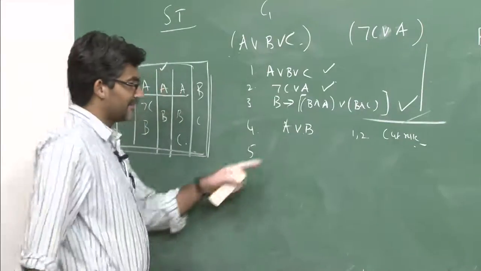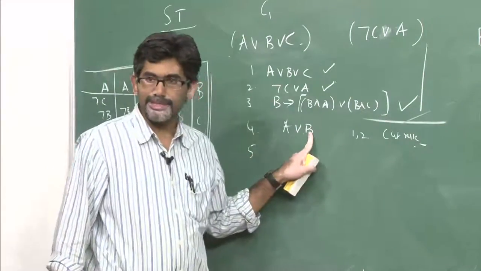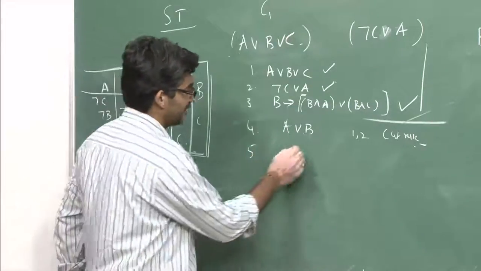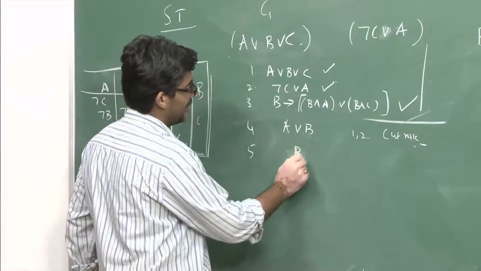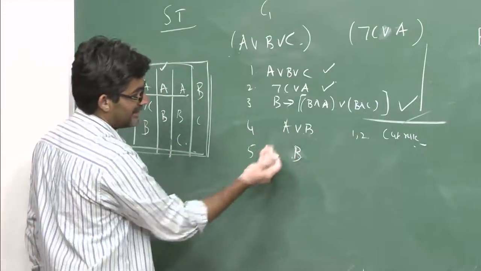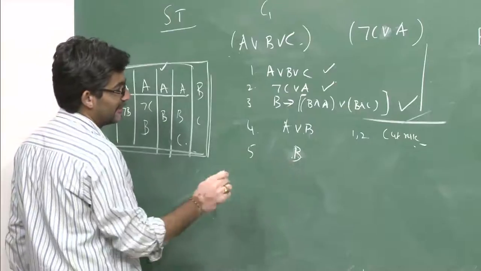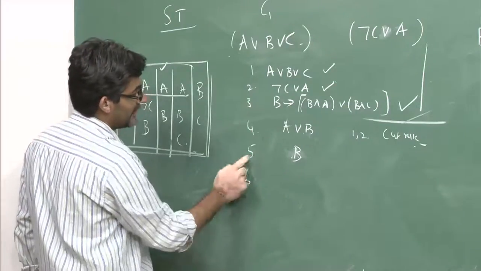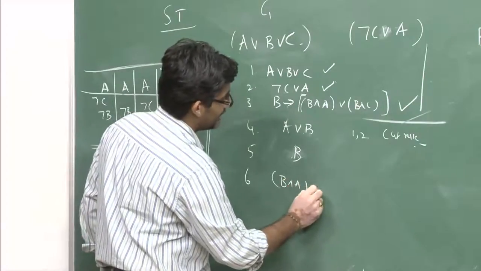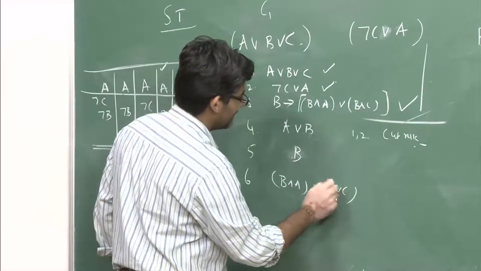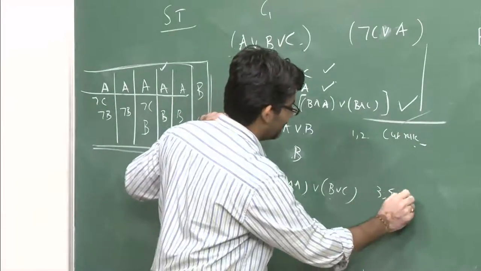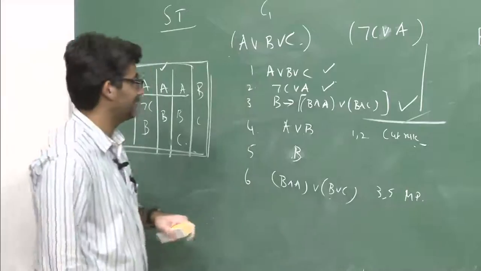So now this means A or B is true, meaning definitely one of these things should be true. So assuming that B is true here, irrespective of whether A is false or A is true, let us assume that B is true. So now these two, 3 and 5, modus ponens, you will get B and A or B or C. So how did you get this one? 3 and 5 modus ponens, you will get this.